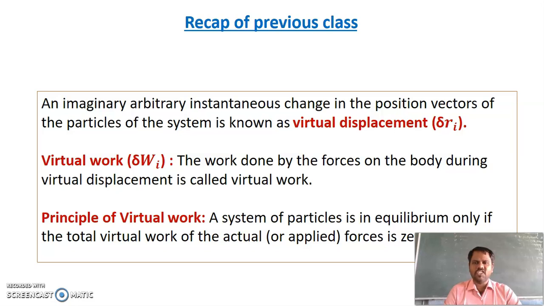An imaginary, arbitrary, instantaneous change in the position vectors of the particles of a system is known as virtual displacement. The work done by the virtual displacement is known as virtual work. A system of particles is in equilibrium only if the total virtual work of the actual forces is zero. This is the principle of virtual work.